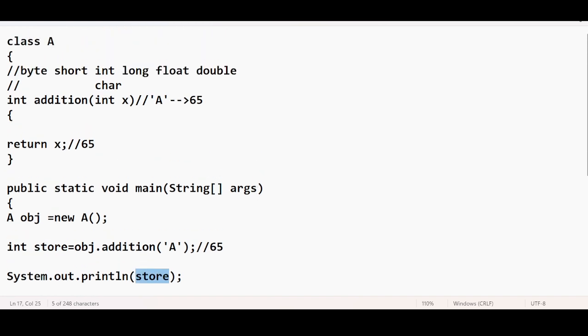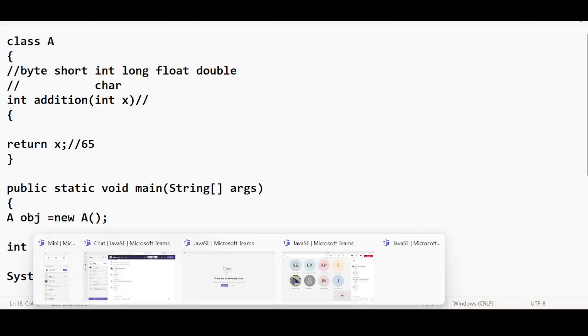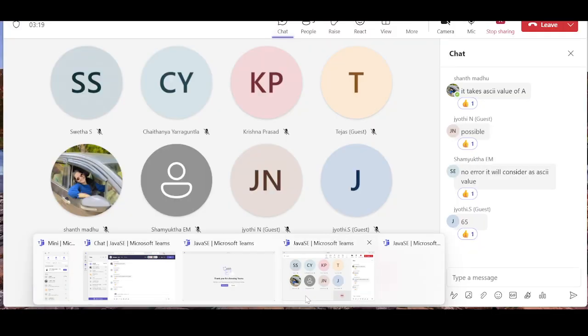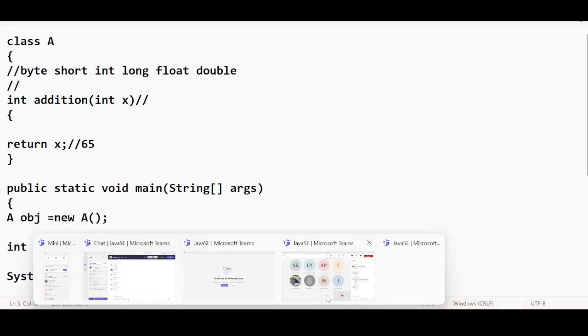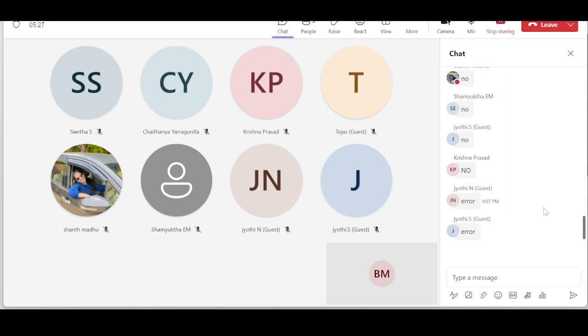But now you tell me, instead of passing the character A, if I pass a floating point value here, for example 10.00f, will this work? Got my question? Addition is a method that accepts the integer data type, but here I am passing a floating point data type. Do we get a compilation error, or do we get an output? Yes, we get a compilation error.